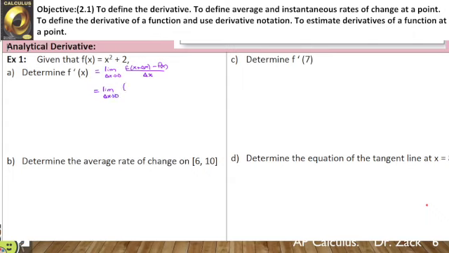We end up with the quantity x plus delta x squared plus 2. Don't forget that little plus 2. Minus the quantity x squared plus 2. All divided by your delta x. Now, once you've completed that substitution, it's time to do your algebra, just like you practiced in your limit unit. We're going to multiply x squared plus 2x delta x plus your delta x quantity squared plus 2, distributing the negative, all divided by delta x.